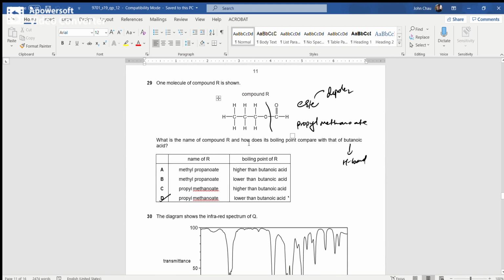Now 21. One molecule of compound R is shown. What is the name of compound R, and how does the boiling point compare with that of butanoic acid? Now this is the ester, right? The name comes from methanoic acid, and this one comes from the alcohol part. That's why when we name, we call it propyl methanoate. Ester will form permanent dipole-dipole interaction, while this one will form hydrogen bond, right? Of course, butanoic acid will have a higher boiling point than R. So in other words, R is lower than butanoic acid.